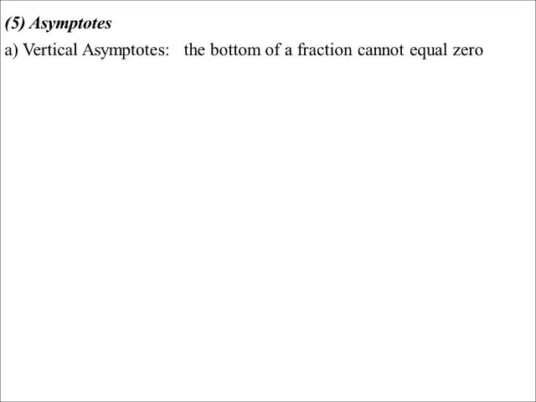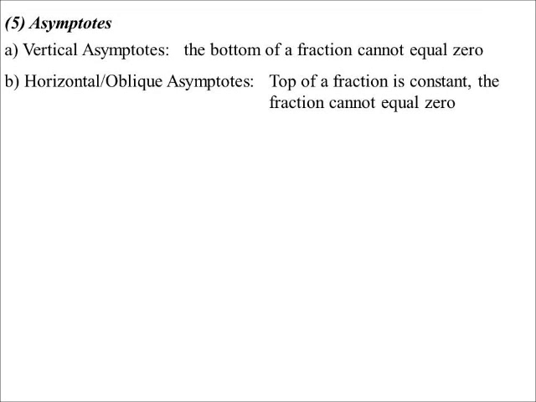Asymptotes. Our vertical ones, we know the bottom of the fraction can't equal 0. That creates the classic vertical asymptote. Horizontal and oblique asymptotes. When we're dealing with polynomials, we talk about if the top of the fraction is a constant, then that fraction can't equal 0.